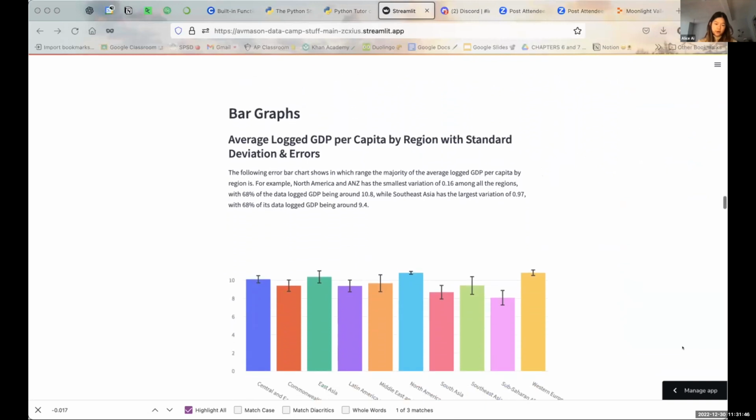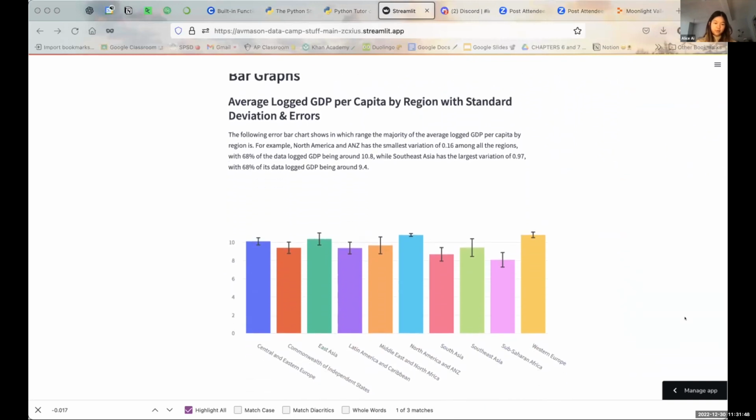And here are bar graphs. This is kind of like one variation, the error bar graph, which shows the average log GDP per capita by region with standard deviation and errors on it. So this one showcases in which range the majority of the average log GDP per capita by region is.